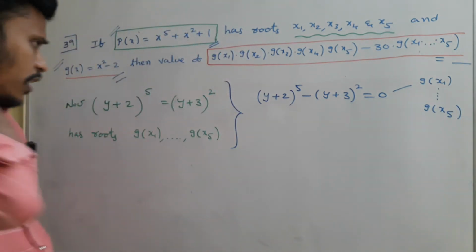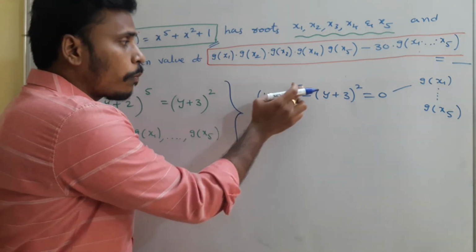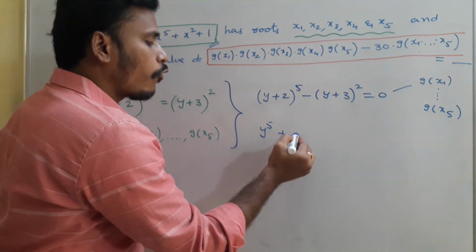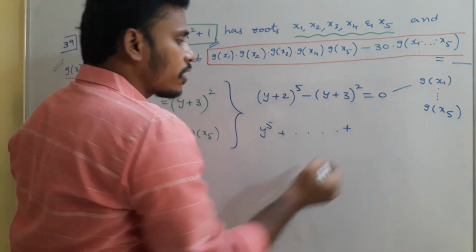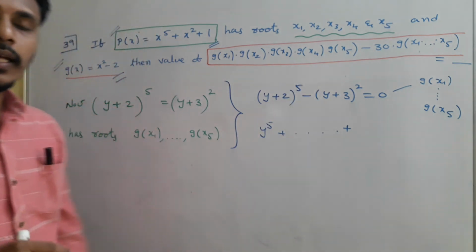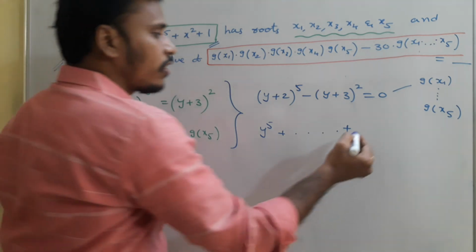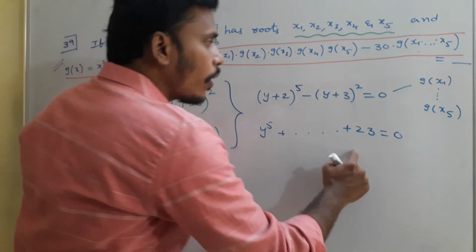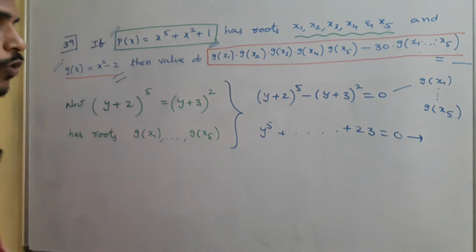And simply, you just try to simplify. I don't need all the values. In y plus 2 whole to the power 5, for sure the y to the power 5 term is involved. In between I will get y to the power 4, y cubed, y squared and y. What about the constant? 2 to the power 5 is 32, minus 3 squared is 9. 32 minus 9 is 23, right? Plus 23 is equal to 0. And this equation has 5 roots. What are those 5 roots? g of x1, g of x2, g of x5, all these things.